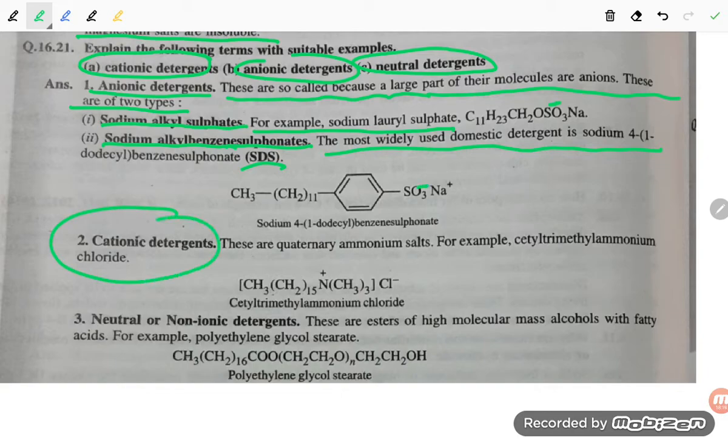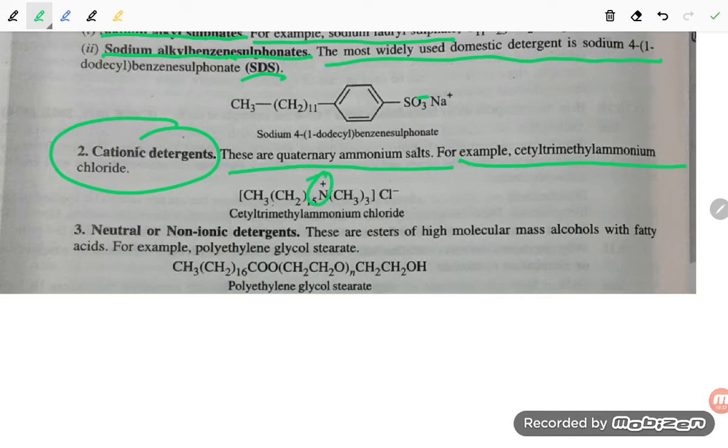And next one is cationic detergent. These are quaternary ammonium salts, for example, cetyl trimethyl ammonium chloride. Here the positive charge is there, so that is a cationic detergent. Next is neutral or non-ionic detergent. These are the esters of high molecular mass alcohol with fatty acid, for example, polyethylene glycol stearate.